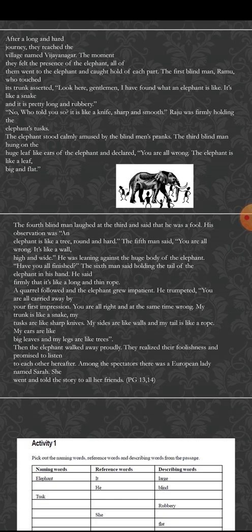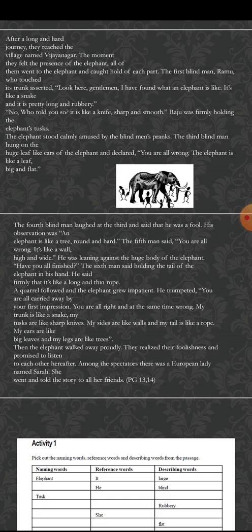"Have you all finished?" The sixth man said, holding the tail of the elephant in his hand. He said firmly that it's like a long and thin rope. A quarrel followed, and the elephant grew impatient. He trumpeted, "You are all carried away by your first impression. You are all right and all at the same time wrong. My trunk is like a snake, my tusks are like sharp knives, my sides are like walls, and my tail is like a rope. My ears are like big leaves, and my legs are like trees."